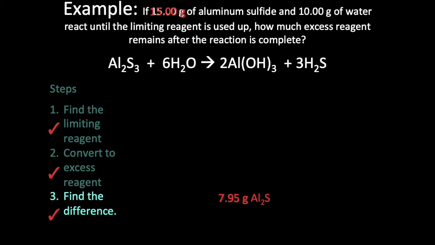We know that in the problem, we're given a total of 15 grams of aluminum sulfide, but from our calculations, we know that we're only going to use 7.95 of them. So we subtract 7.95 from 15 grams and find out that there's a total of 7.05 grams of aluminum sulfide left over. So that is the amount of the excess reagent. And that concludes what we needed to do in this. We've finished step 3 and we found our answer. This means that at the end of this reaction, we would have 7.05 grams of aluminum sulfide left over that are not used up during the experiment.